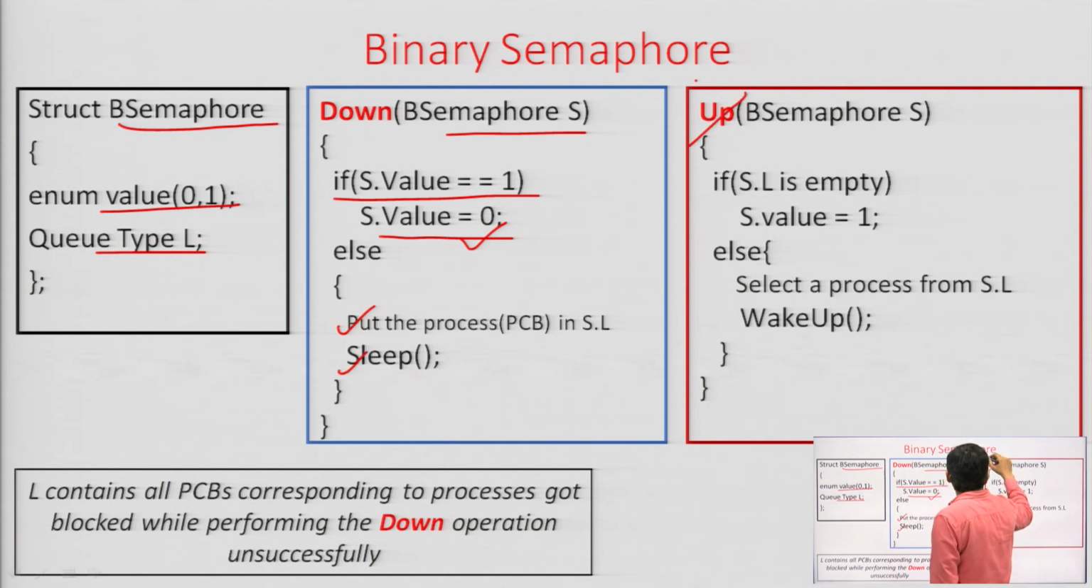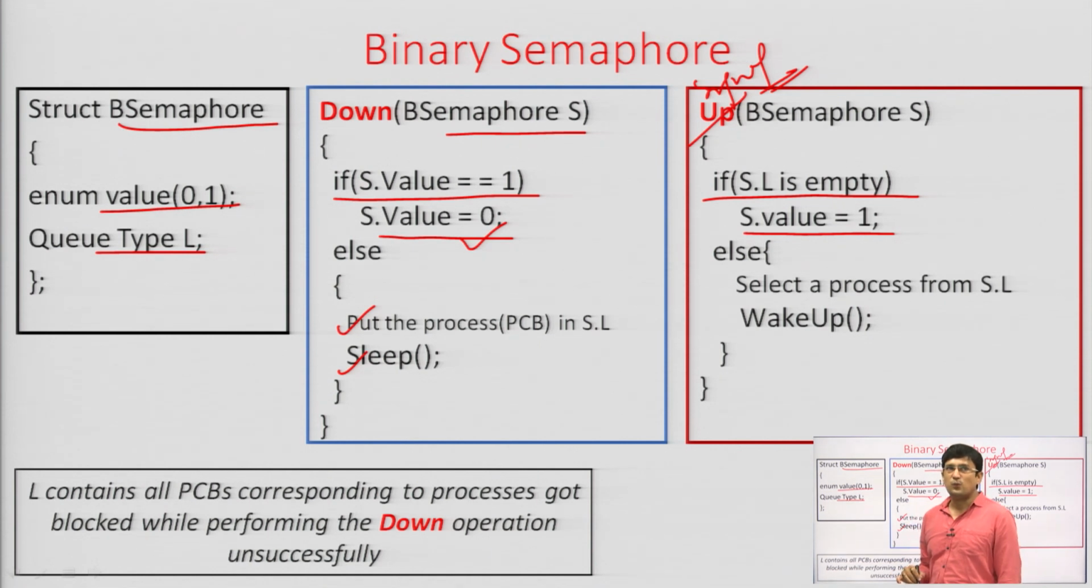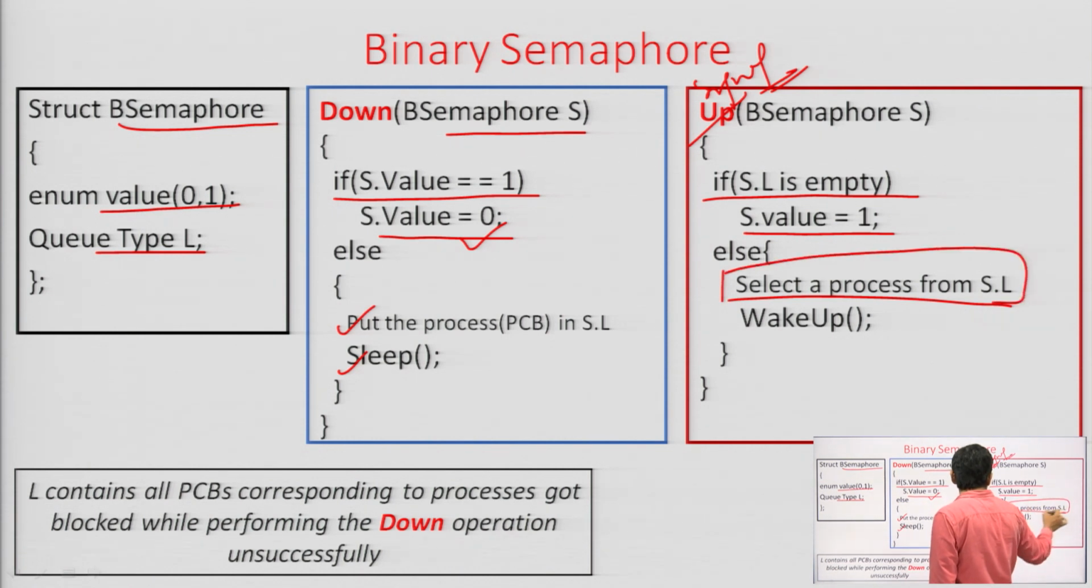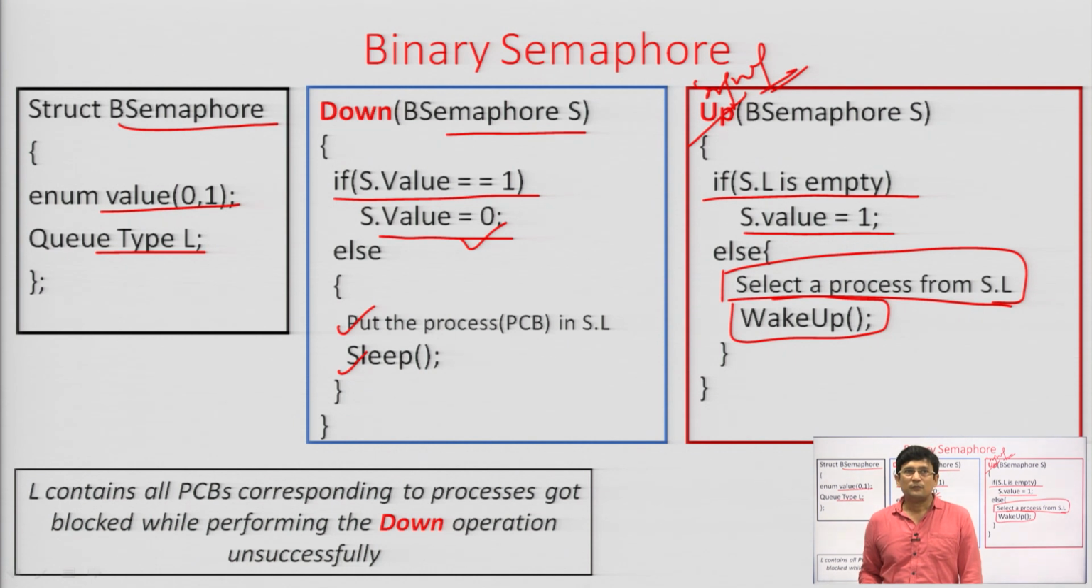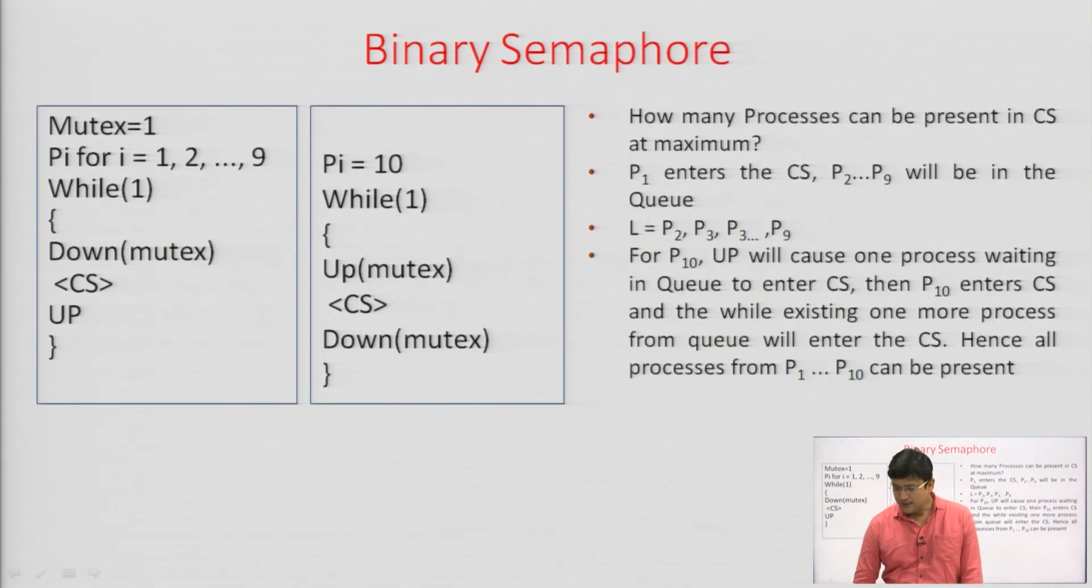When we are executing the signal or up operation, if the queue is empty, set the value of the binary semaphore to 1, otherwise if the queue is not empty, take a process from the buffer and wake it up for execution. So, this is the binary semaphore.